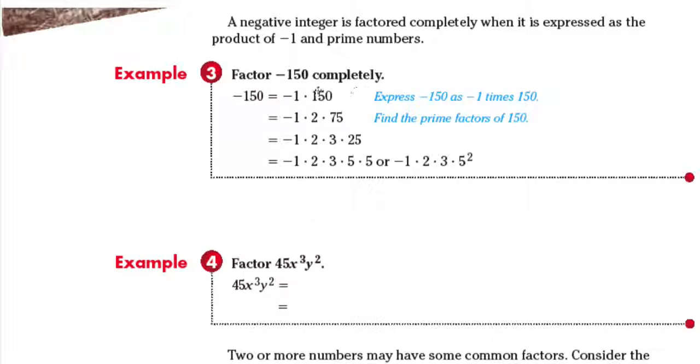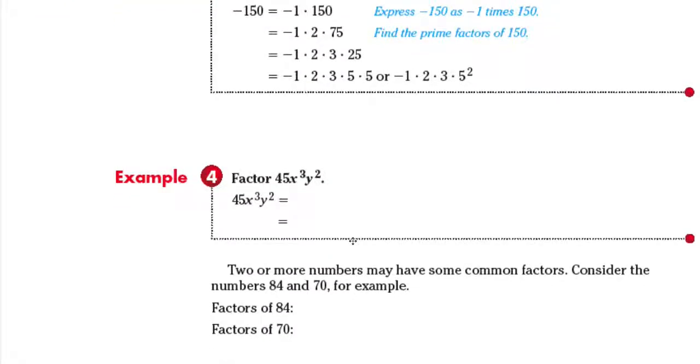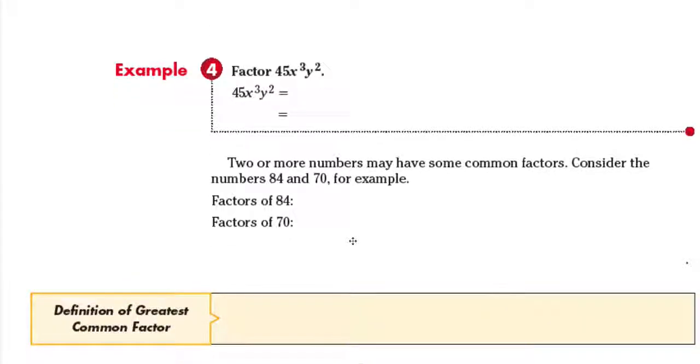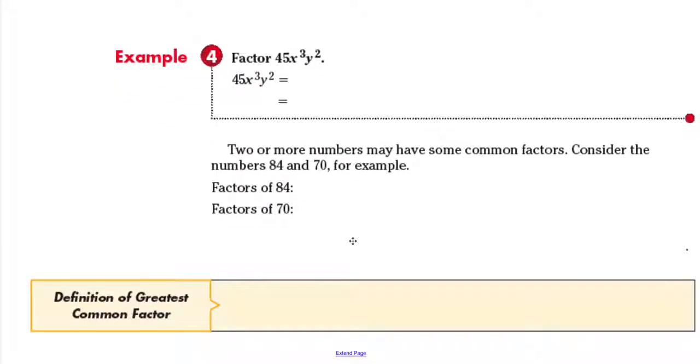If you notice, it did not say find the prime factorization of -150. The reason for that is what I mentioned in the definition of a prime number: all prime numbers are positive, and that's the reason why you cannot say find the prime factorization of -150, because -150 by itself will not apply to the prime factorization rule.